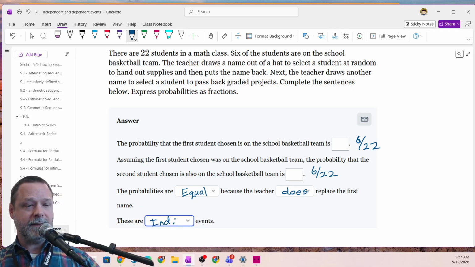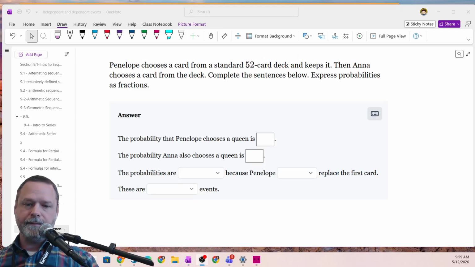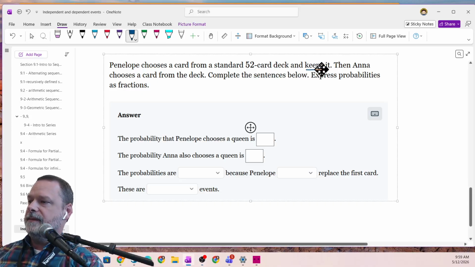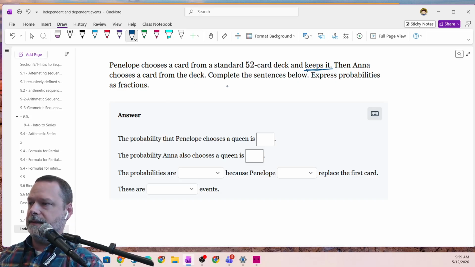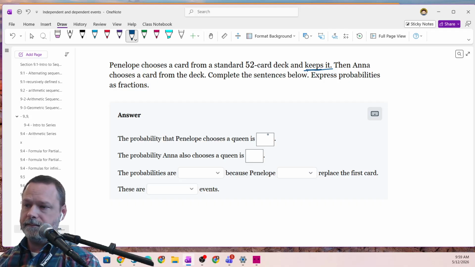All right. Let's see if I can find an example with dependent events. Okay, one more example. Penelope chooses a card from a 52 card deck and keeps it. She keeps it. It does not go back in. Then Anna chooses a card from the deck. Complete the sentences below. Express probabilities as fractions. The probability that Penelope chooses a queen is, well, how many queens are in the deck? 4. Okay, so 4 out of 52 cards total.